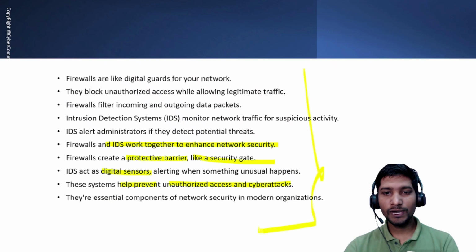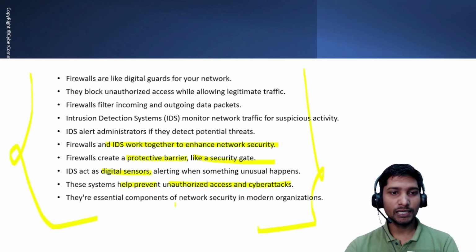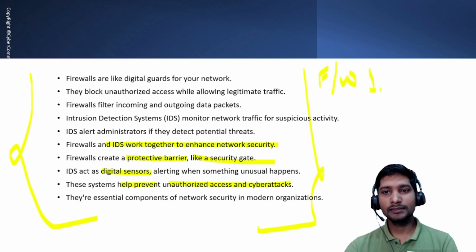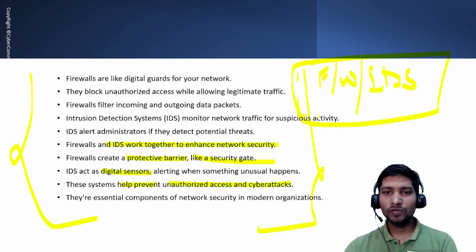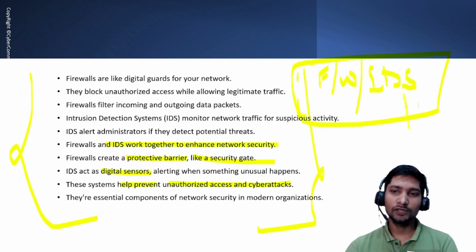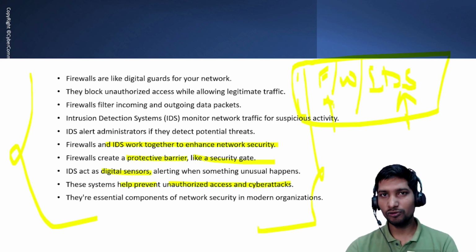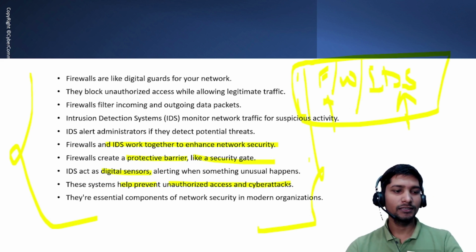So what we have learned in this particular section is that firewall and IDS are both used for network security. This one is for detection, and this is a type of barrier where you can filter out all those things. Correct? So that's it in this section. Let's meet in the next video.